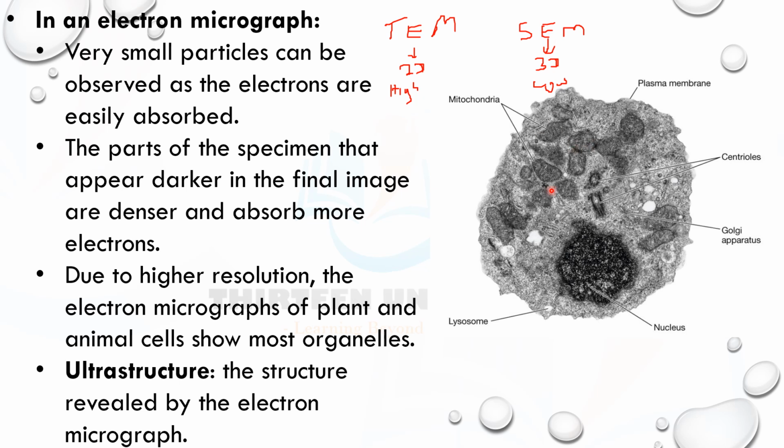So looking at this structure, which one is it? The first question I ask you is, is it 3 dimension or 2 dimension image? Of course it's 2 dimensions, it's not 3 dimensions. So that's what we call transmission electron micrograph. Okay, and of course it has high resolution. You can see mitochondrion, centriole, right? So we can see the ultra structures of cells there.